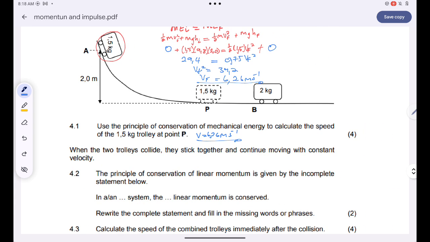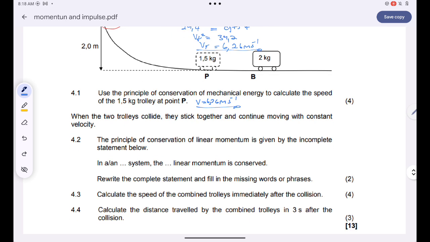Okay, and then now you're told that when the two trolleys collide, they stick together and continue moving at a constant velocity. The first question: they're telling us that the principle of conservation of linear momentum is given by the incomplete statement below. Rewrite the complete statement and fill in the missing words or phrase.